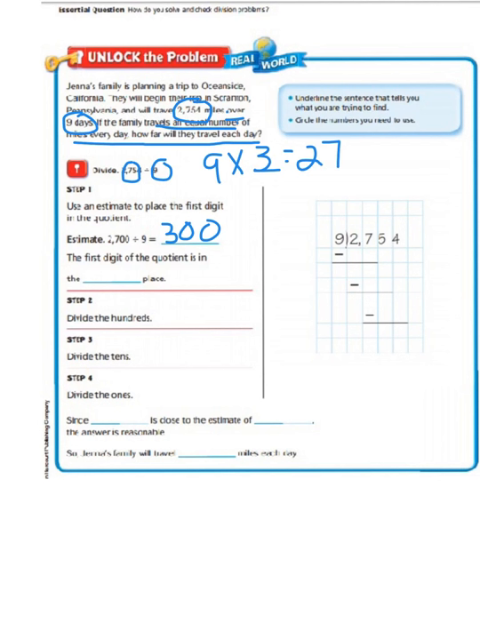So if we take 2,754 divided by 9, we know we can't do 2 divided by 9, so we have to use 27 divided by 9. So we're going to place our first digit of the quotient in the hundreds place.